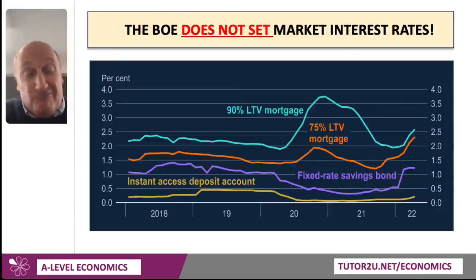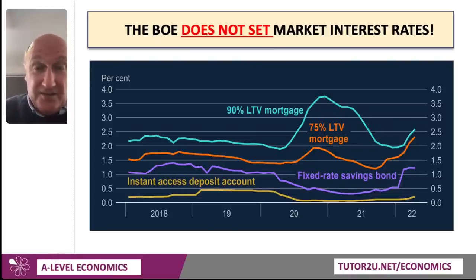Key point coming up. This is a really key evaluation point. If some of you use this in the exam on Monday, I'll be chuffed. The Bank of England does not set market interest rates. Now, this is really important. Two things to avoid. One is writing that the government sets interest rates, because it doesn't. When anybody writes that, they should get zero. The Bank of England does not set market interest rates.